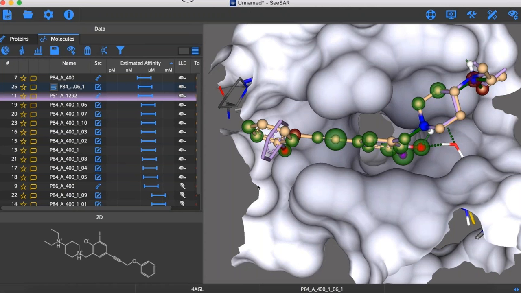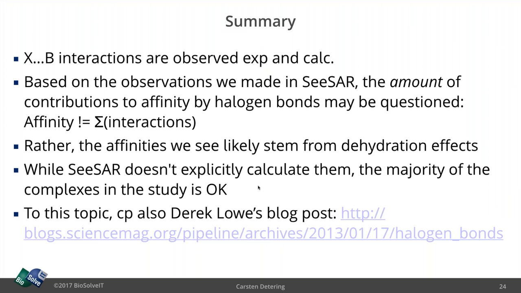Okay, this brings us already to the summary. So I hope we could show you, and obviously halogen bond interactions are observed experimentally and calculated. There's been a lot of papers out in the literature which deal with this very interesting interaction.